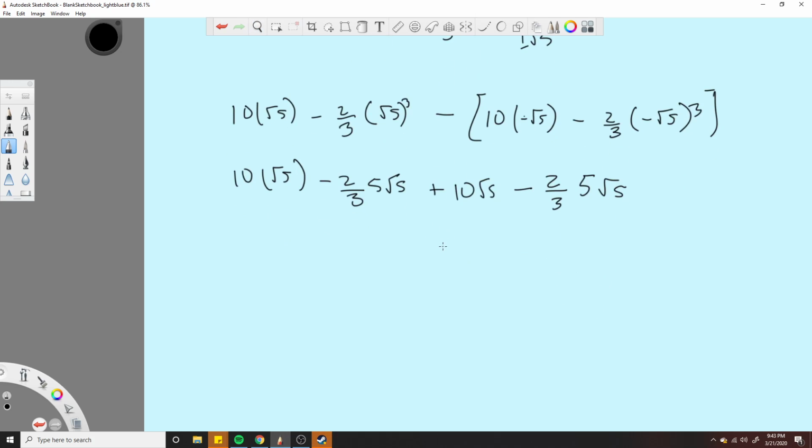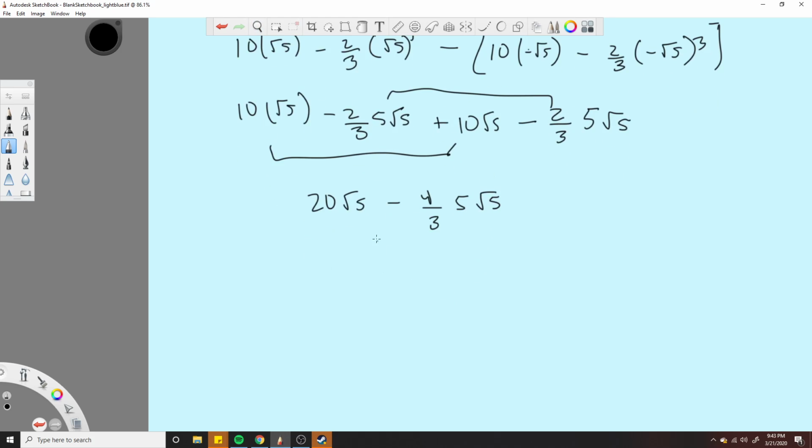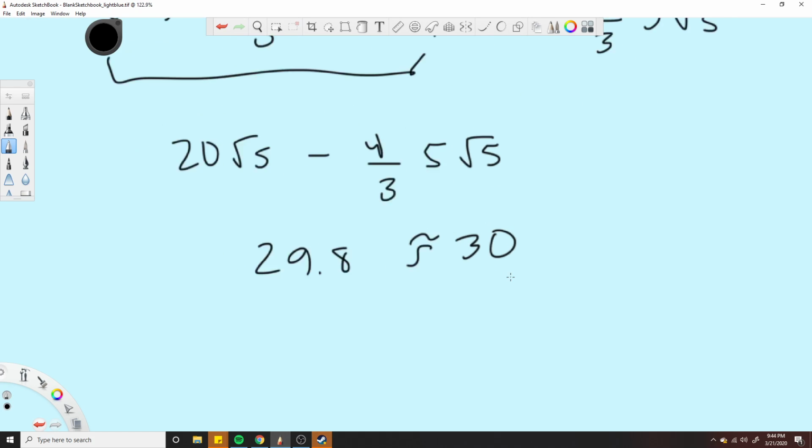Okay, so now you would have 20 roots of 5, and then this would be negative 4 roots of 5. So 20 root 5 minus 20/3 root 5, excuse me. Do that, and when you plug these numbers in, you will get 29.8. That's what I got, which would be approximately 30. There you go.